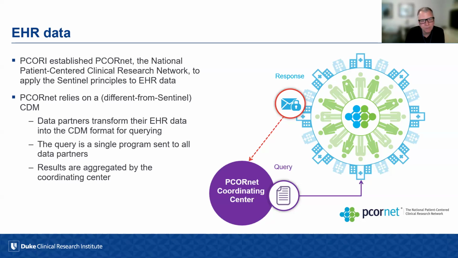Because it was using slightly different data, they had a slightly different common data model from Sentinel. But again, the idea was that data partners would transform their data and that the coordinating center would send a single query to all the data partners, and then the results would be aggregated. So that still exists. Duke is still a coordinating center for PCORNet.